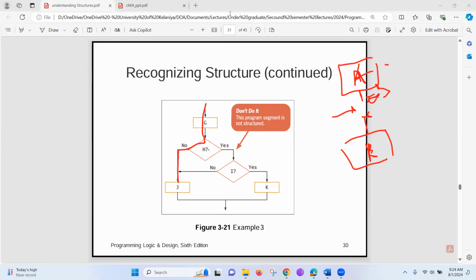But if H is yes, you are coming here, taking the decision. If I is yes, you can go, okay, no issue. But if I get the answer as no, it is directing here. That means it is going to mix or violate the levels, right? It is not combining with the endpoint. It is connecting in between somewhere else, right?